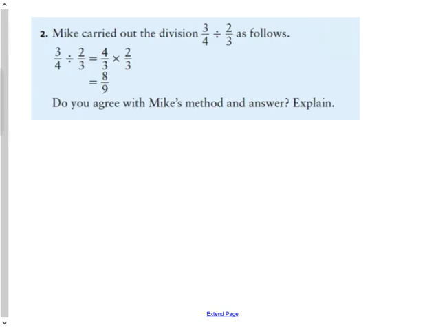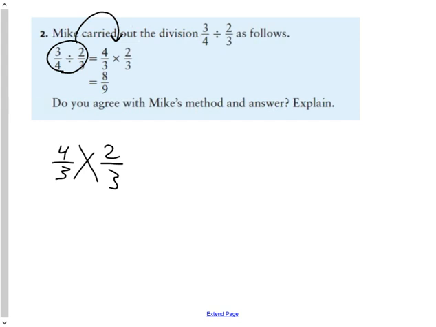Question 2 says Mike carried out the division of 3/4 divided by 2/3 as follows. So he started with the original question. He used the reciprocal of 3/4 to make it 4 over 3. He changed his division to multiplication, and he used 2/3. Now, what Mike might be confusing this with is the commutative property of mathematics. The order in which you multiply two terms does not affect the product.